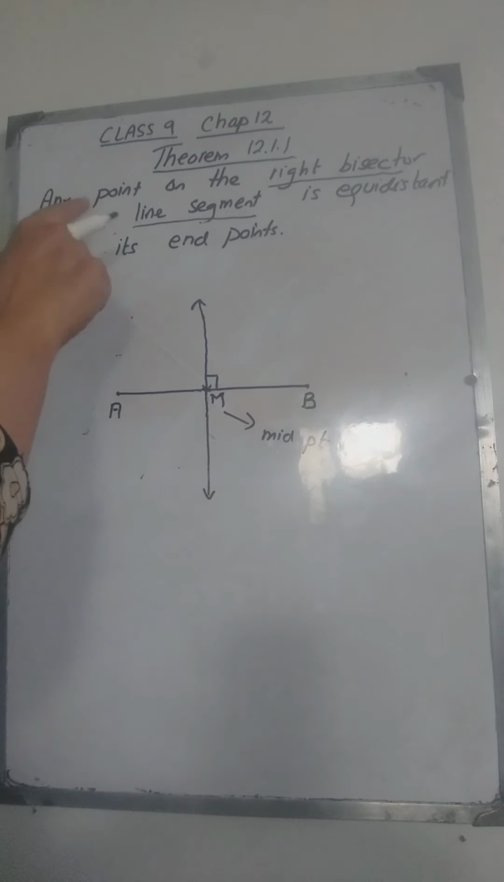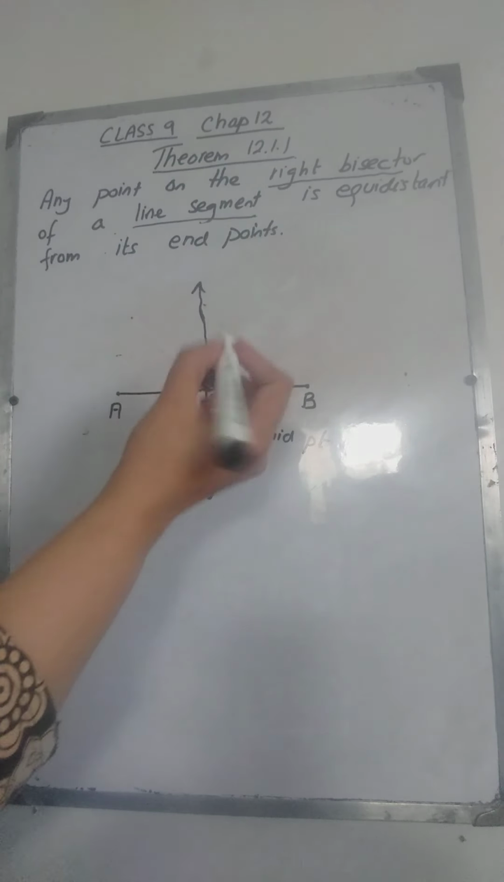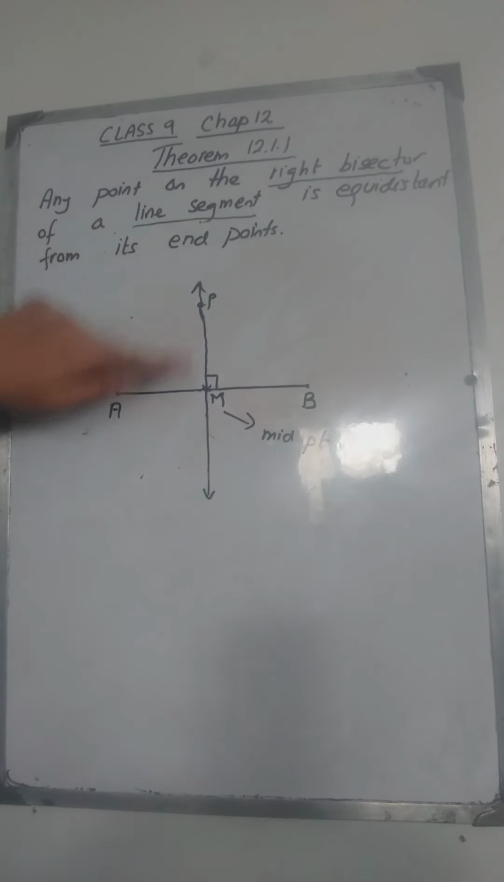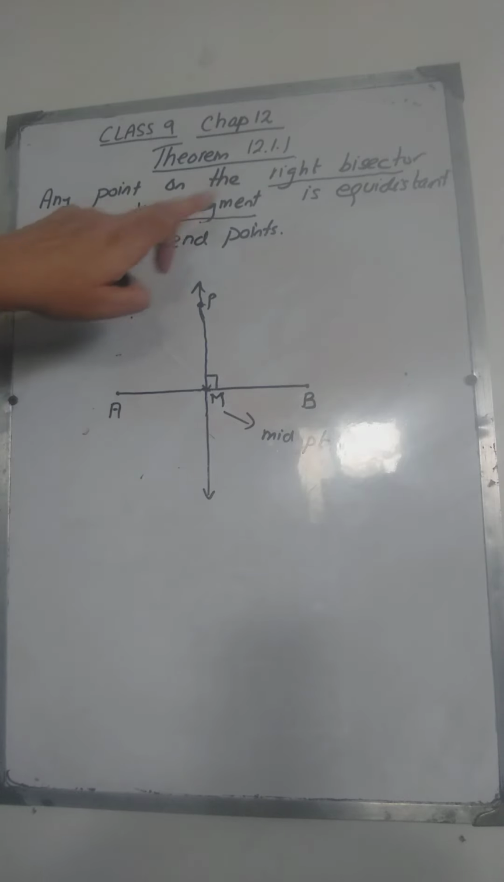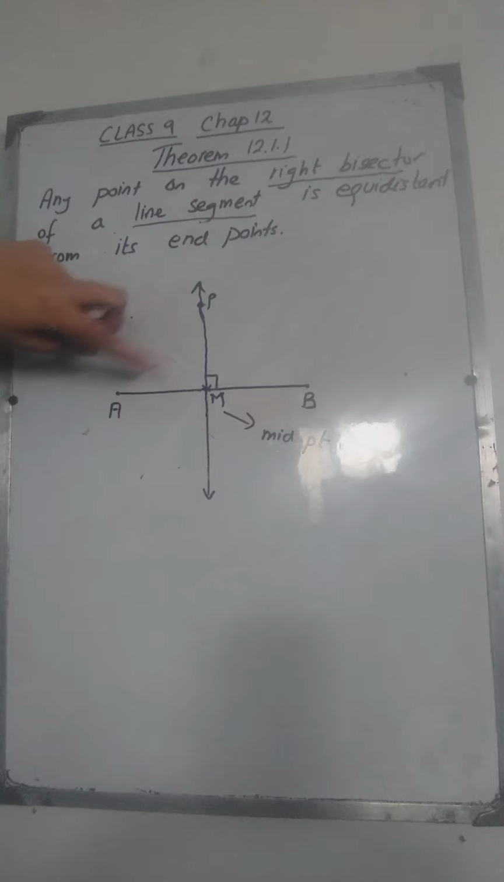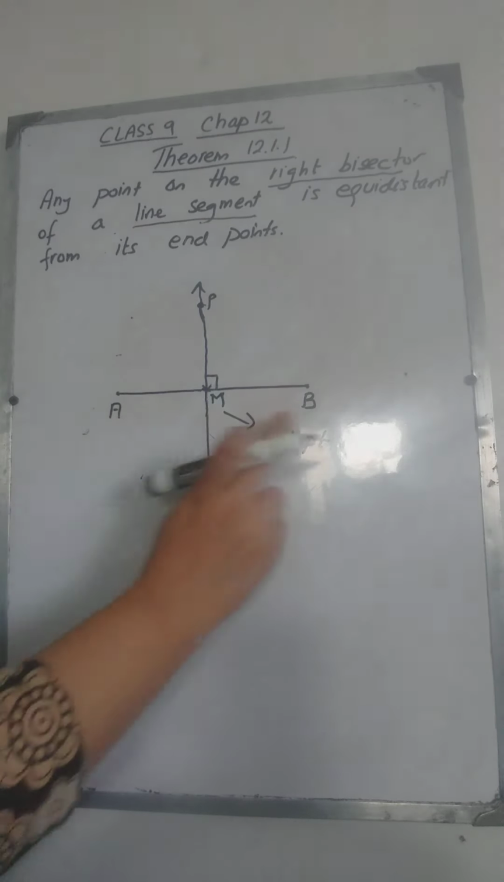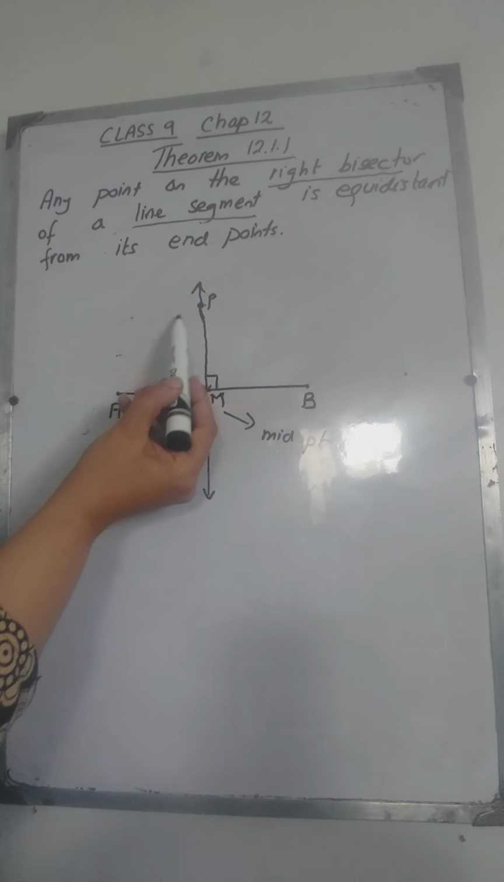Now we are talking about any point on the right bisector. If this is the right bisector, then we take a point, let it be P. We will take any point on the right bisector of the line segment AB, and we are saying that it is always equidistant from its end points. AB is a line segment, A is the first end point, B is the second end point. If we take P, a point on this right bisector, it will be equidistant, meaning at equal distance from the end points.